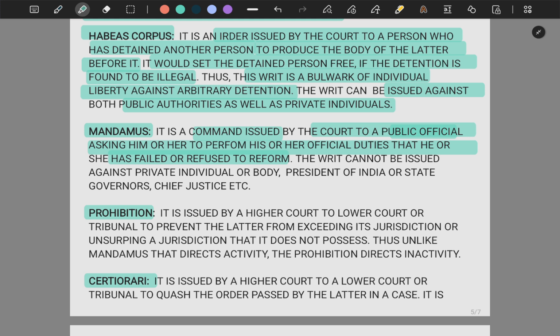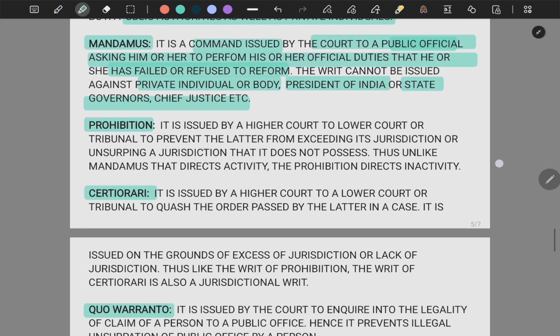So this writ cannot be issued to private individuals, because it is only for public officials, and also to the President of India, state governors, or the Chief Justice. Mandamus cannot be issued to them.